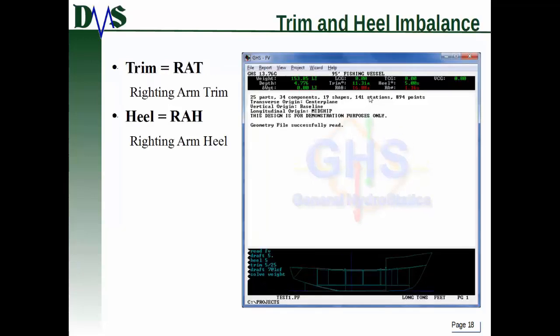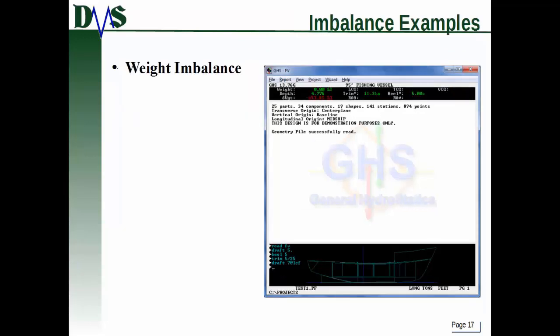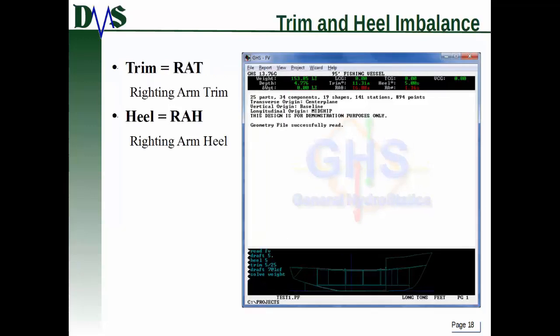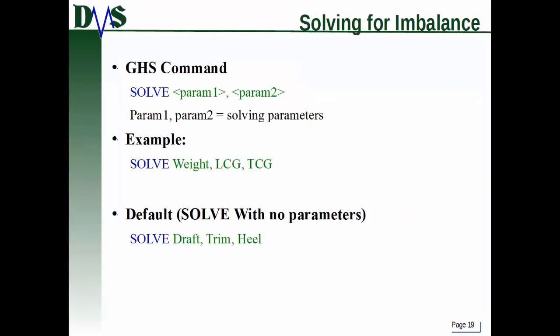And now it's asking, well, where is that weight? Well, it just automatically entered it at the origin, so at an LCG of 0 and a TCG of 0. And now it's saying your trim and your heel are imbalanced. See right here, your righting arm in trim is 16.8 feet, and your righting arm in heel is 1.36 degrees. So now those are imbalanced.